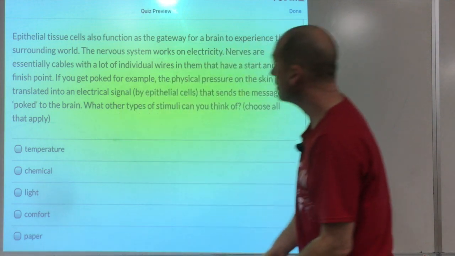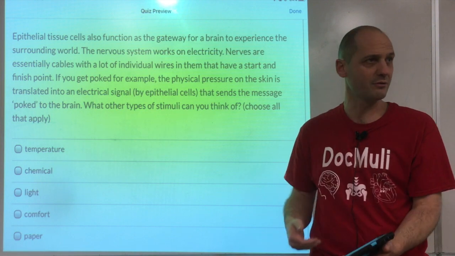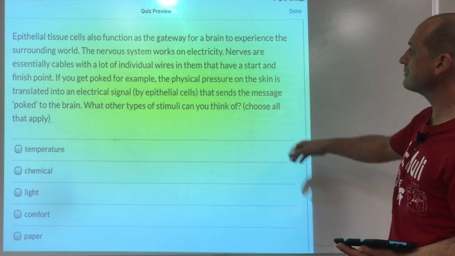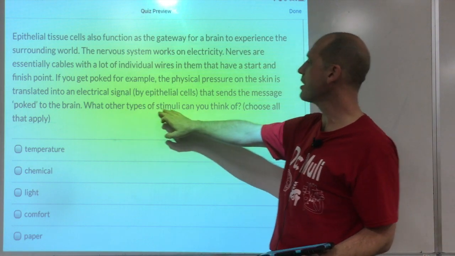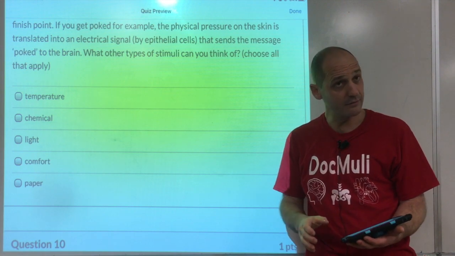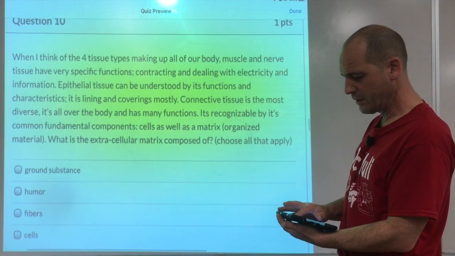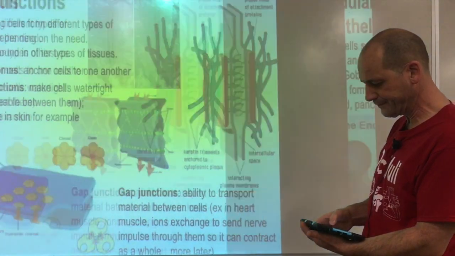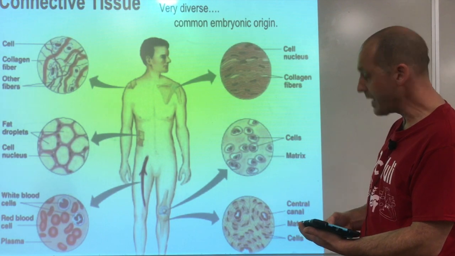That's just one example. Some of them are free nerve endings, like the pain, you cut yourself, you cut a nerve, it hurts. That's how that fires off. So that can be a pain one. They're free endings. So electrical signals send a message of a poke to the brain. What other types of stimulus can you think of? Temperature, chemical, light. Sensory. Good, and I think that will get us to connective.